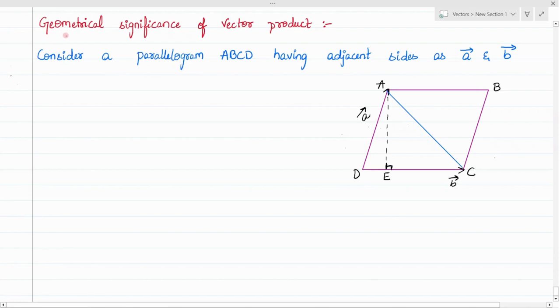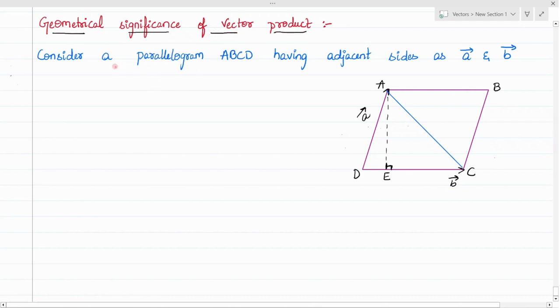Hi everyone. Now we're going to see the geometrical significance of vector product. Earlier, we have seen the geometrical significance of dot product, that is the projection of one vector on another vector. Similarly, for the vector product also, we have some geometrical significance. Let's see what it is, okay?